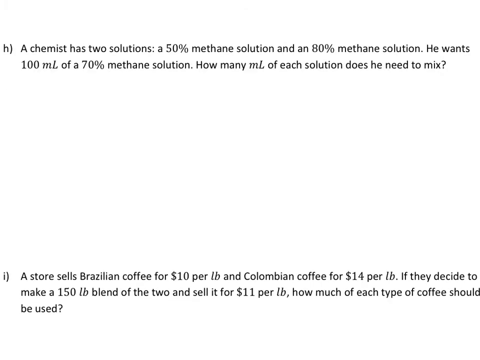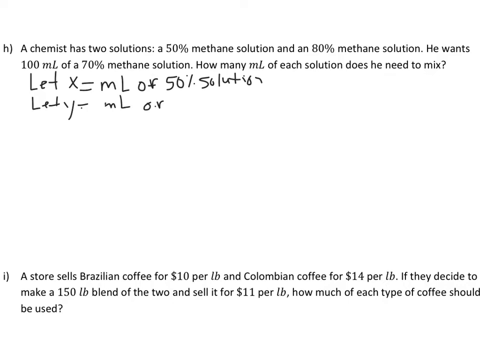Letter H. A chemist has 2 solutions, a 50% methane solution, and an 80% methane solution. He wants 100 milliliters of a 70% methane solution. How many milliliters of each solution does he need to mix? So we want to know the milliliters of each solution. So let's name those X and Y. Let X equal milliliters of 50% solution. And let Y equal milliliters of 80% solution.